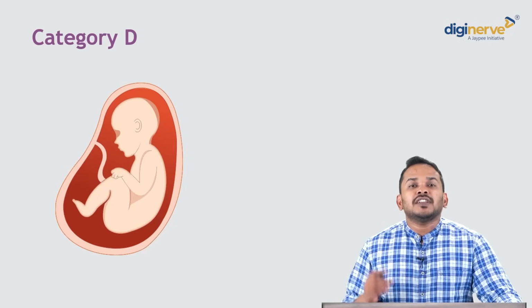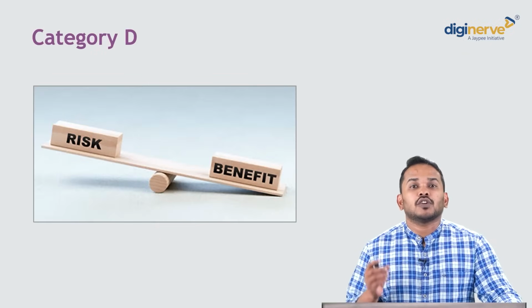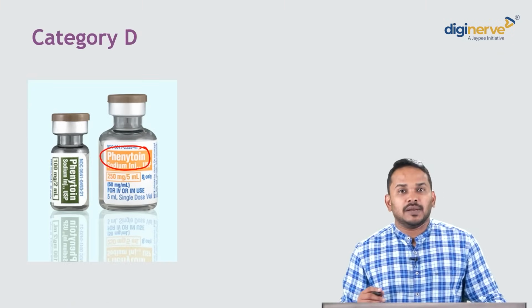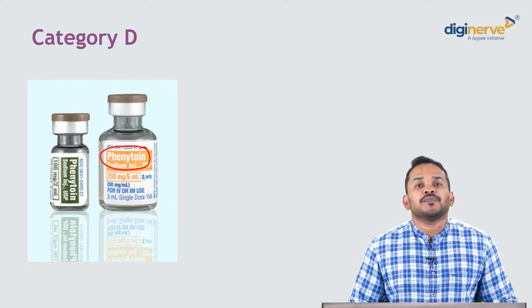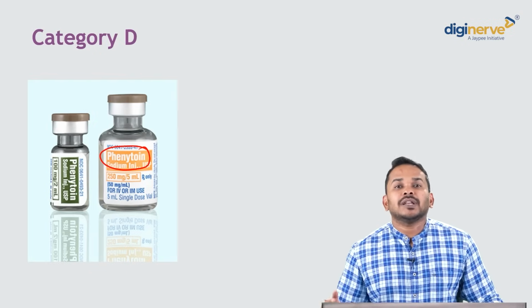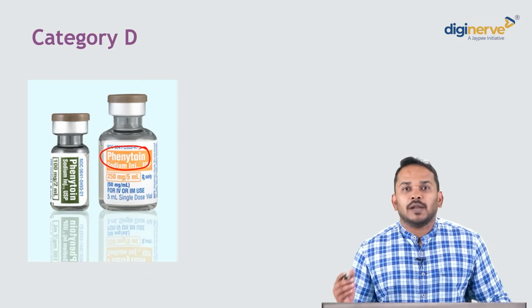Category D drugs have demonstrated risk to the fetus, but the benefits of using the drug in pregnancy will outweigh the risk of using the drug. Example of such a drug is phenytoin. Phenytoin is an anti-epileptic drug. So, this drug is used for controlling seizures, and if the woman becomes pregnant after taking this phenytoin, phenytoin can produce some adverse drug reaction.